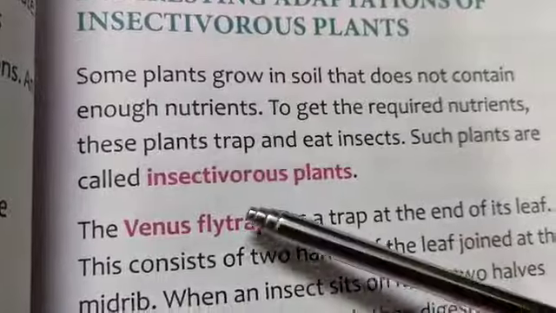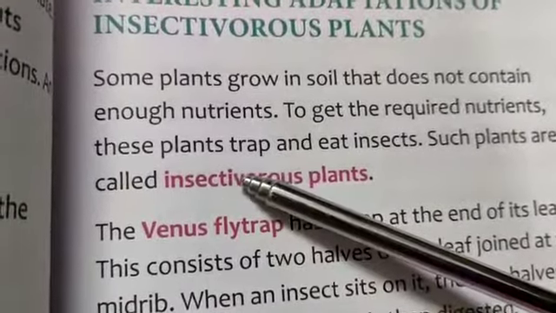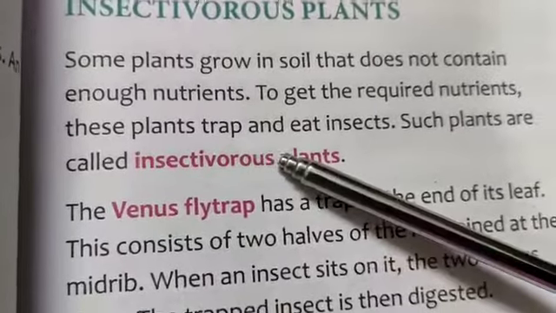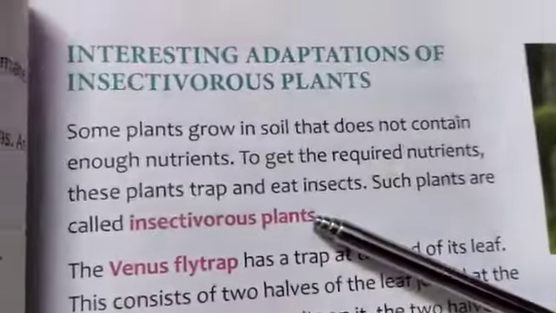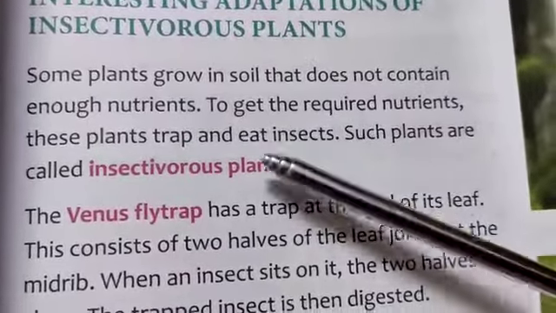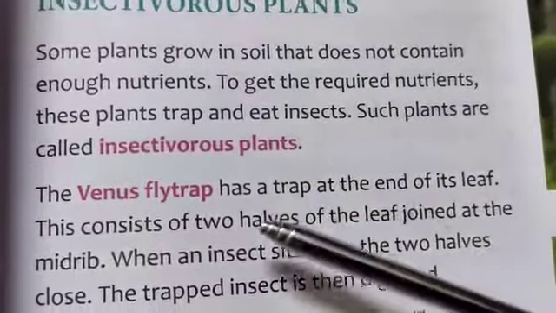You know, plants make their own food with the help of air, water and sunlight. Along with water, they take nutrients from the soil. But in some places, the plants do not get enough nutrients from the soil. To get the nutrients, they trap and eat insects. They are known as insectivorous plants.